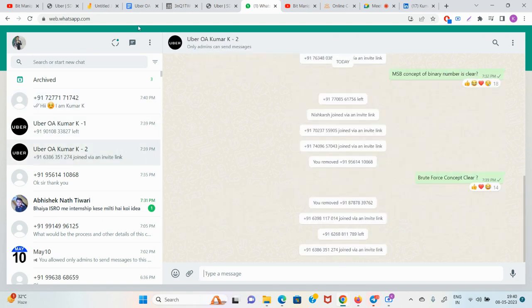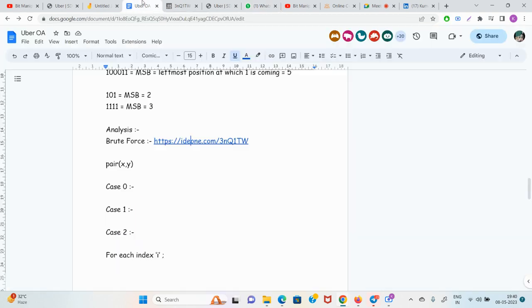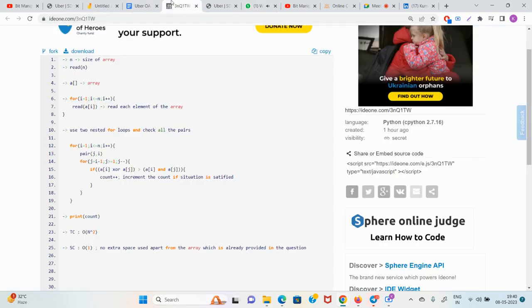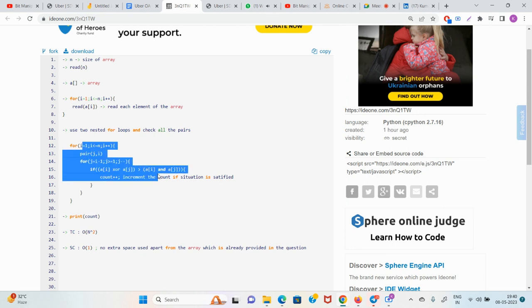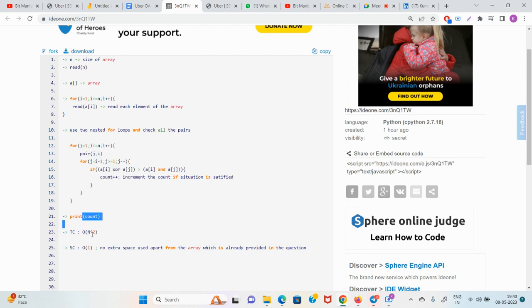So, guys, we are doing nothing special here. Very, very simple stuff. I am just checking all the pairs. If they are satisfying the condition, I increment the count. If they don't satisfy the condition, I do nothing, and I print the count. This is an O of n square time solution, and it takes O of one space.